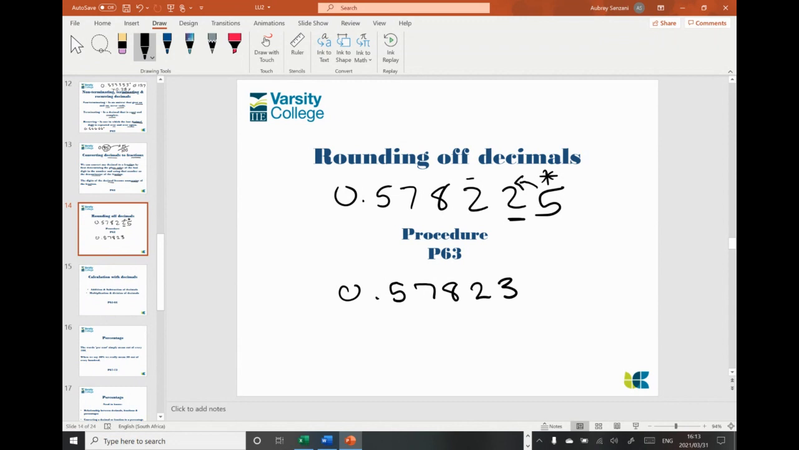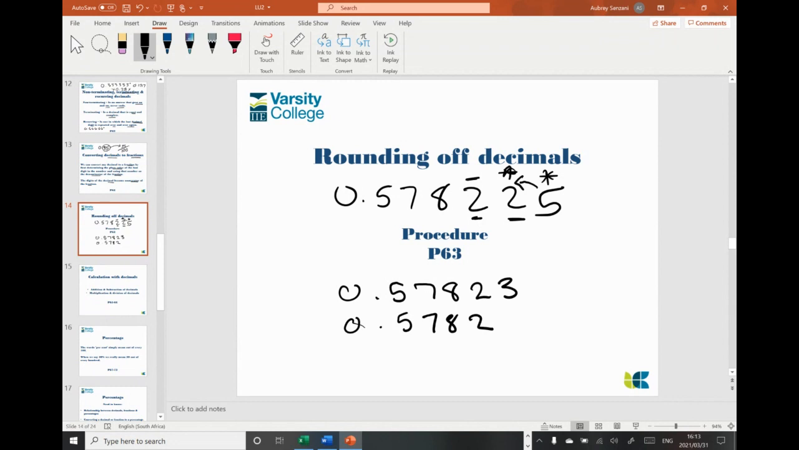If we wanted to round it off to 4 decimal places, once again we look at the next number, which is this 2 over here, and you can see that is below 5, it's 4 and below, so this 2 is going to remain the same. So it would be 0.5782. That's your answer.